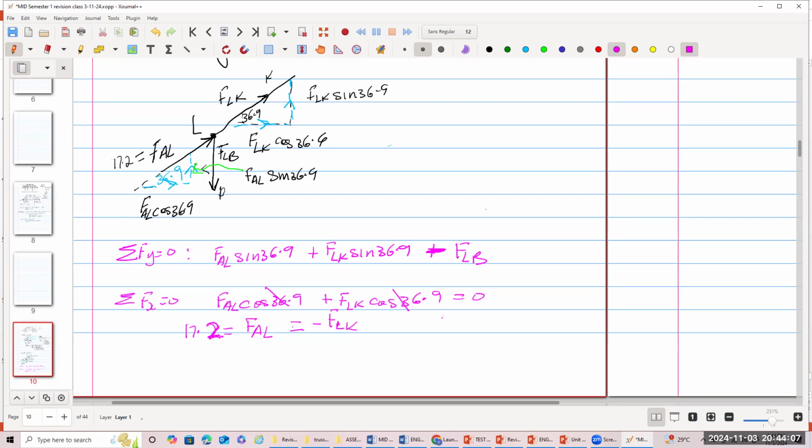Yes, sir. Good. So therefore, we are saying here that FLK is equal to minus 17.2. That's what I am getting. And from this, I can find, what is my unknown here now? I can find FLB from the first equation. So that is equation 1. This is equation 2.